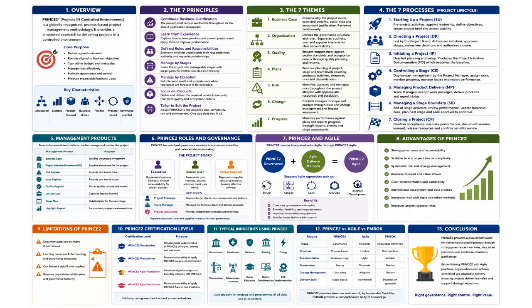Moving further down, the slide summarizes the advantages of PRINCE2, including strong governance, scalability, systematic risk management, business alignment, clear communication, stakeholder engagement, and repeatable project success. These advantages explain why PRINCE2 is trusted globally across both public and private sectors.